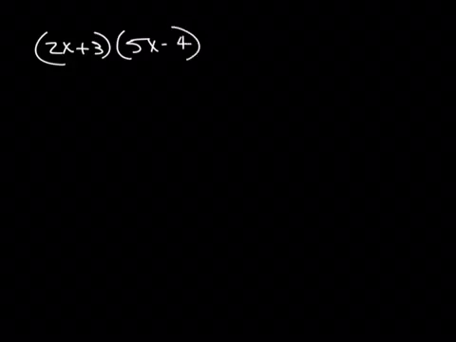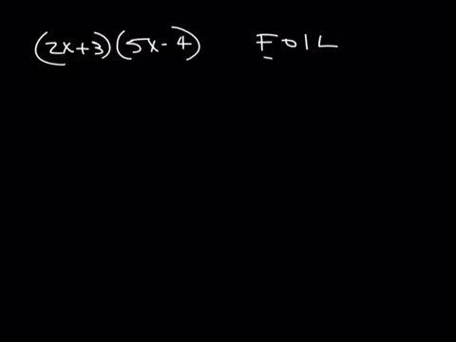Okay, so we've got FOIL. So first, 2x and 5x. Outside, 2x and negative 4. Inside, 3 and 5x. Last, 3 and negative 4.